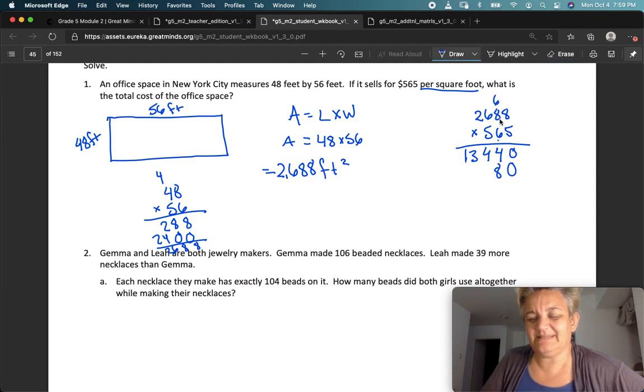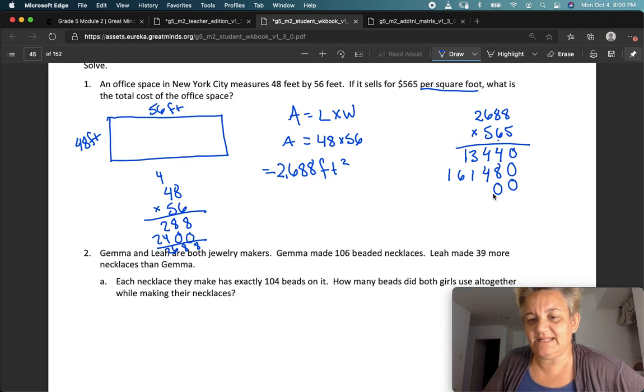Okay. 6 times 8 is 48, plus 6 is 54. Carry the 5. 6 times 6 is 36, plus 5 is 41. Carry the 4. 6 times 2 is 12, plus 4 is 16. Okay, and now the hundreds place. I'm going to erase these on top so that no one gets confused.